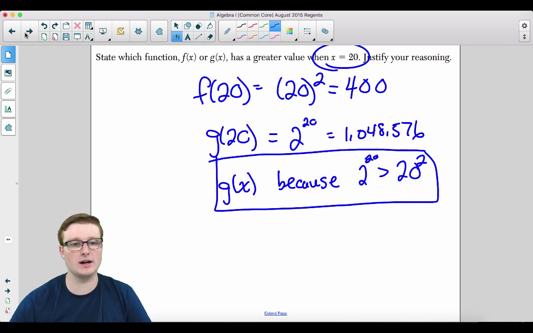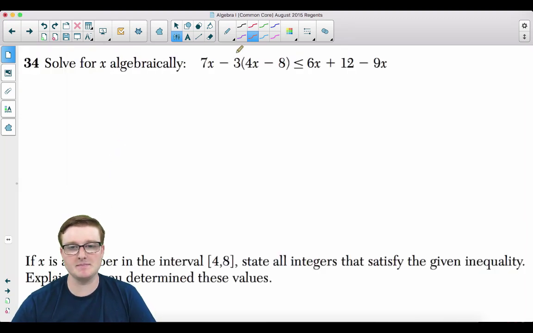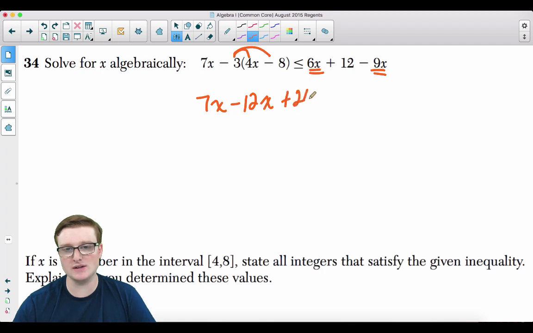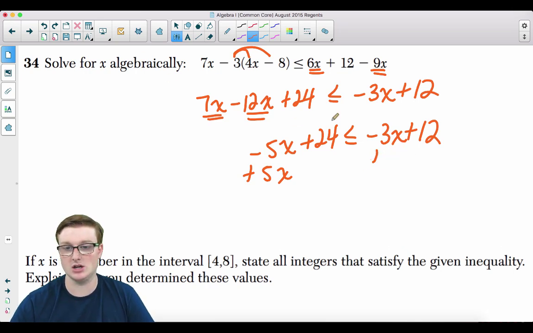All right, number 34. Solve for x algebraically. All right, let's do it. Distribute that -3, and I'm going to combine the 6x and the -9x on that side. So we get 7x minus 12x plus 24 is less than or equal to -3x plus 12. The 7x and the -12x combines to -5x plus 24 is less than or equal to -3x plus 12. So now what I'm going to do is I'm going to add the 5x on both sides. Whoops. That is a horrible x.